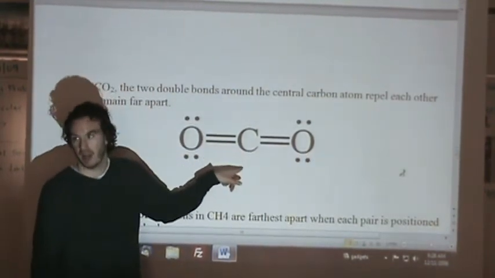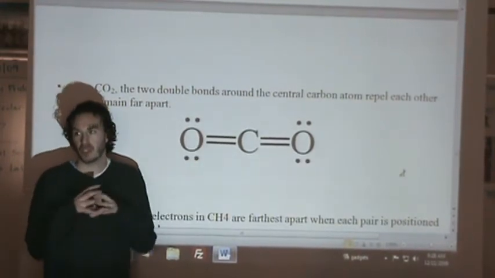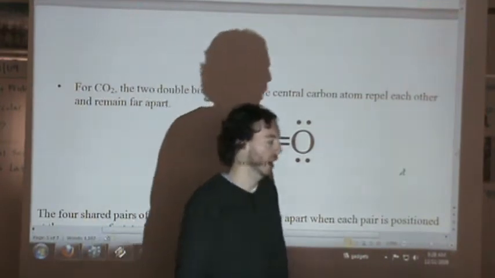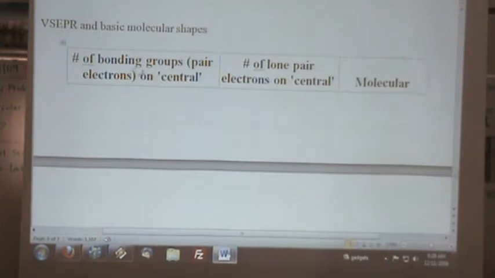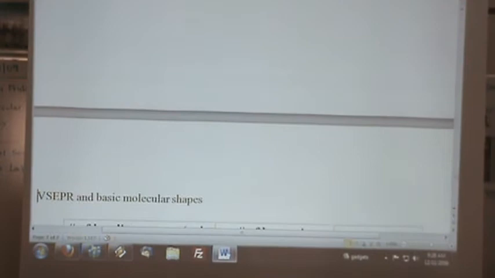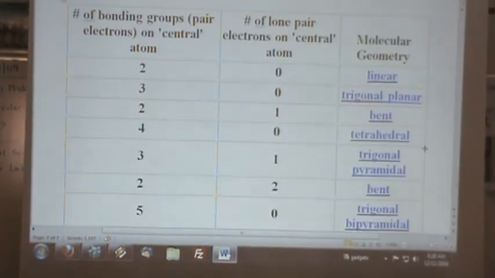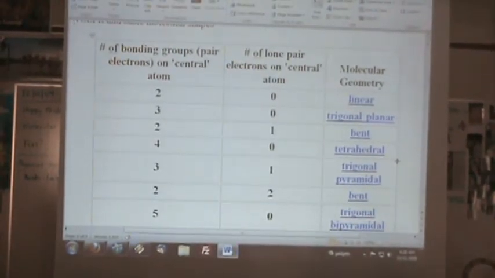It's got no unshared pairs. Then you just consult the table and say, okay, what kind of shape is that? You can clearly see that there's only one. This is drawn in a line, so it's going to be a linear shape. But if you scroll down the table, here's the table. These are the shapes that I expect that you'll know. You look at the central atom, and you say number of bonding groups, and that's how many things are bonded to it, not bonds, but things. A double bond counts as one thing. Then how many lone pairs or unshared pairs does it have? And that tells you the geometry.